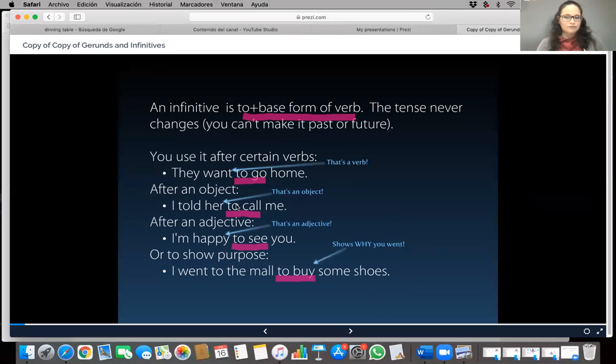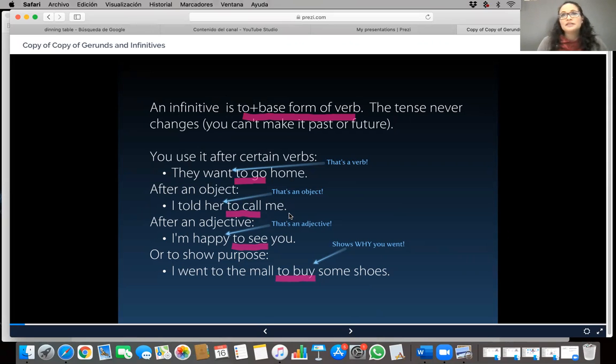And then the second rule says after an object. Remember that it's talking about an object pronoun. So remember that in English we have subject pronouns: I, you, he, she, we, it, they. And then we have object pronouns: me, you, him, her, it, them, us. So in this case, I have I, subject, told, verb, her is the object, and then immediately after the her comes the infinitive. So I told her to call me, I asked him to help me.